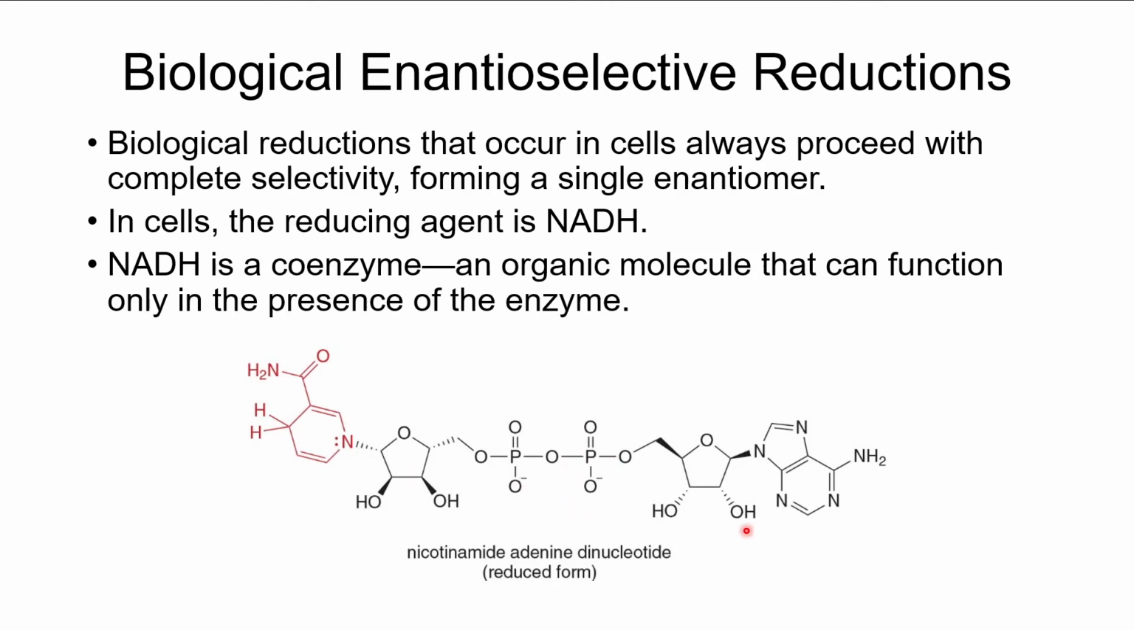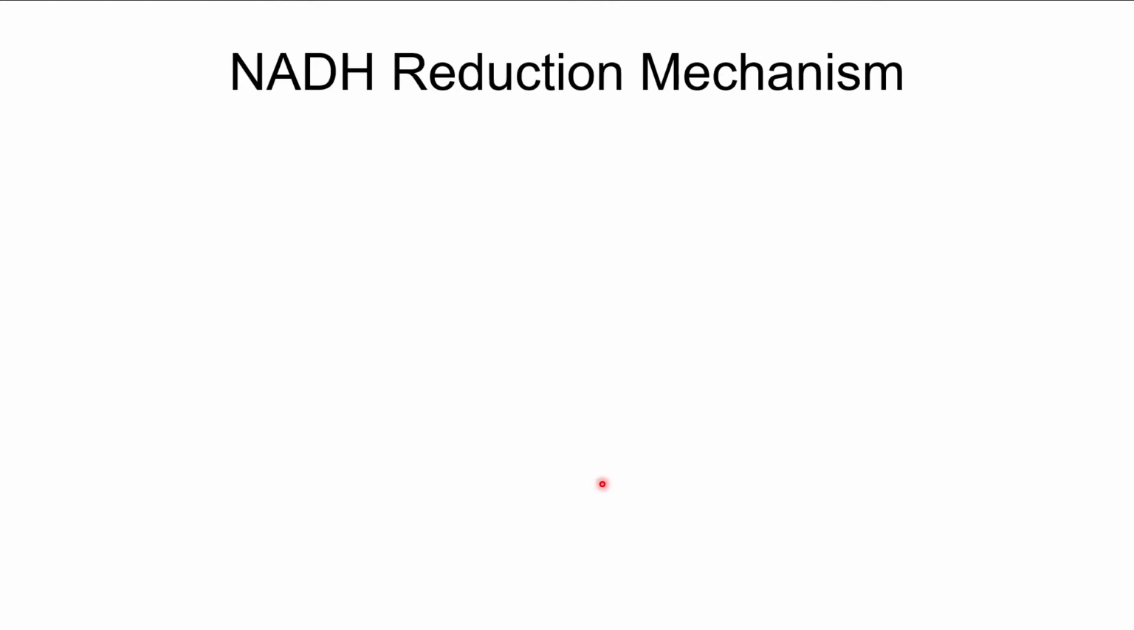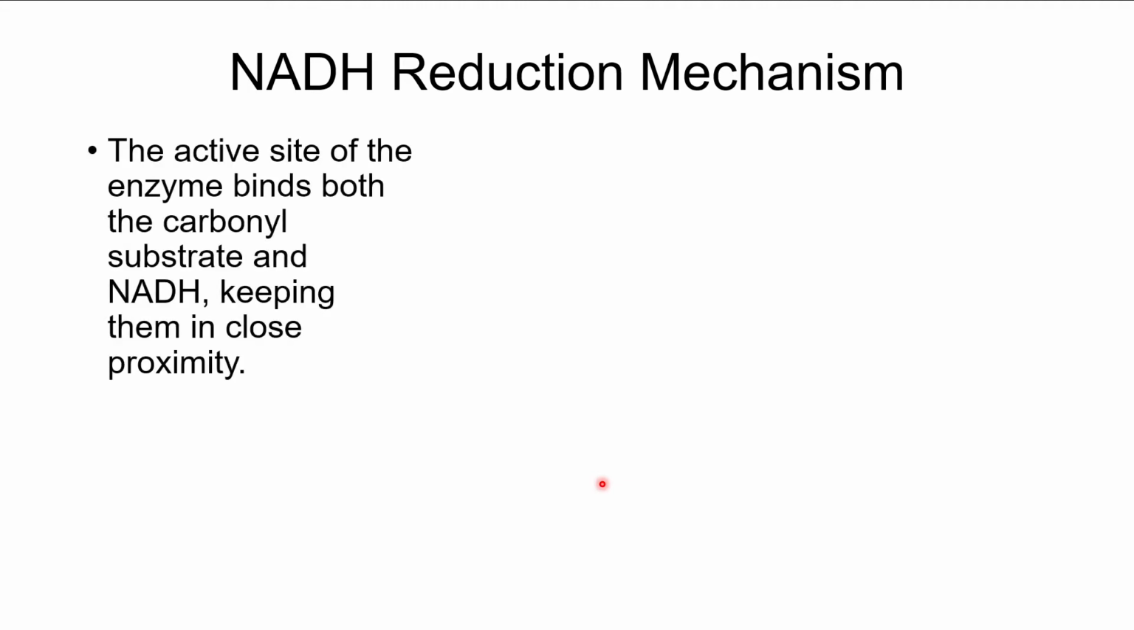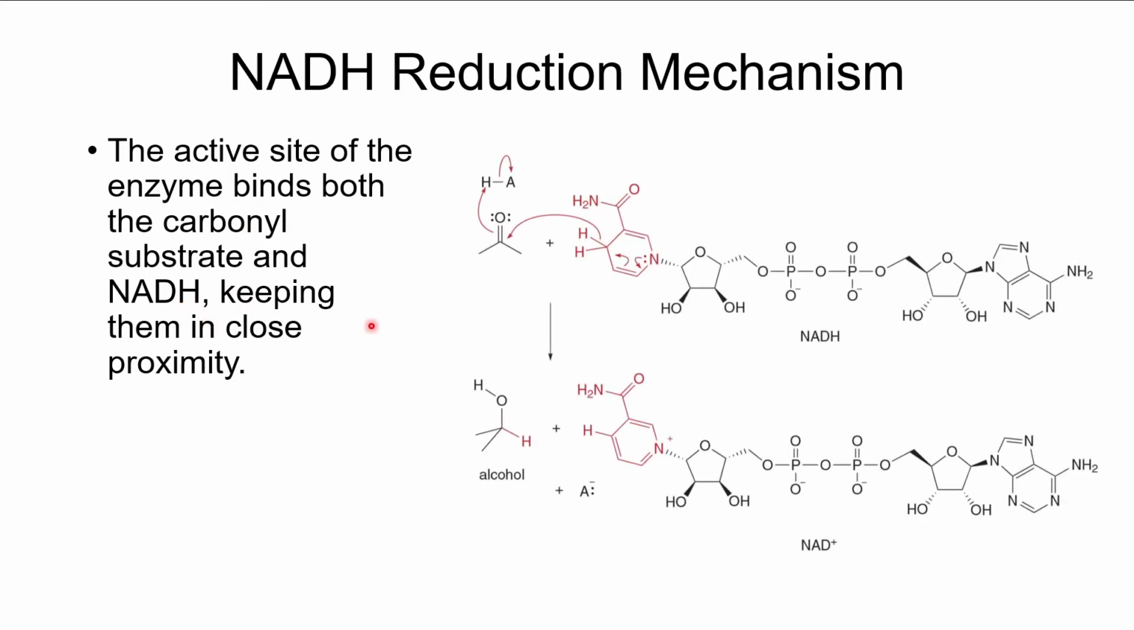Now, there are all kinds of stereogenic centers here, so this one is selective, but it has to have that enzyme for it to work. Let me just show you a quick example of how it works. We'll find that the enzyme will bind to both the carbonyl compound and the NADH and keep them in close proximity. How exactly that happens, I'm not even sure. I haven't seen any models of this, but I know that it's supposed to work.